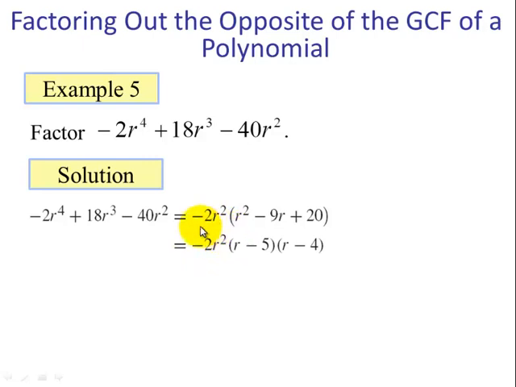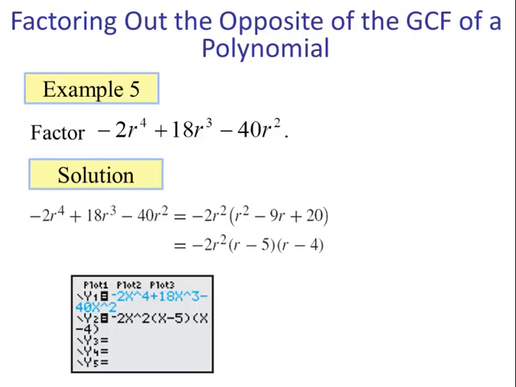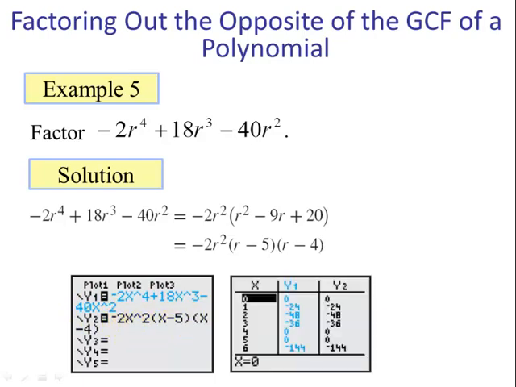So our final answer is negative 2r squared times the quantity r minus 5 times the quantity r minus 4. To verify this using the graphing calculator, we type in our original problem in y1, and in y2 we type in our answer, and we use our table feature to see that they are equivalent.